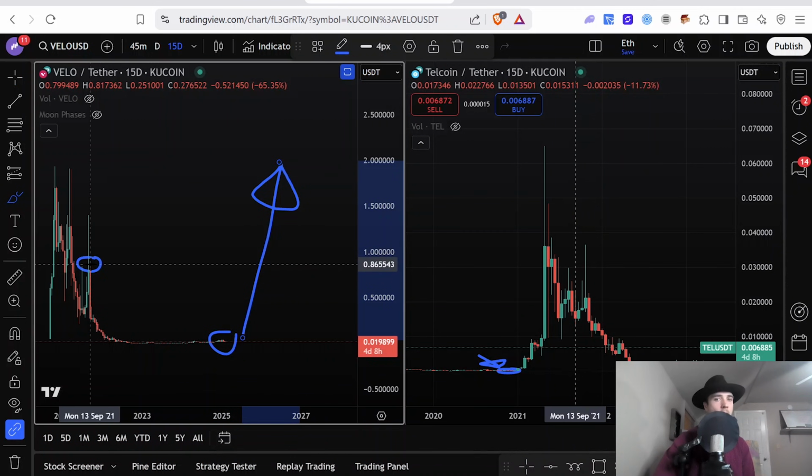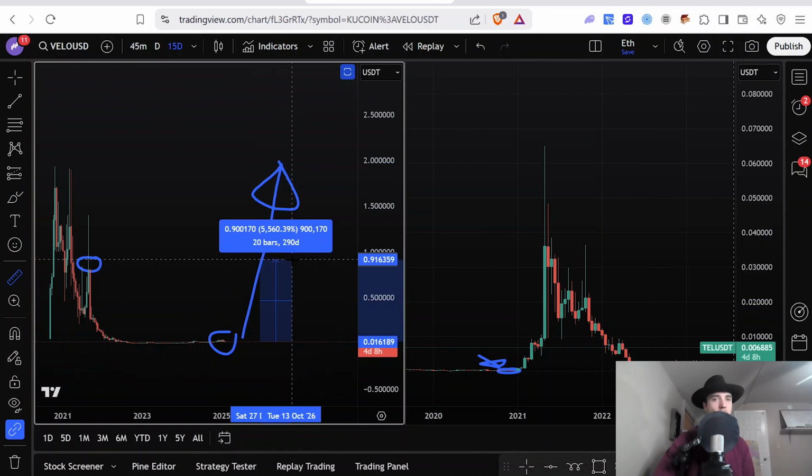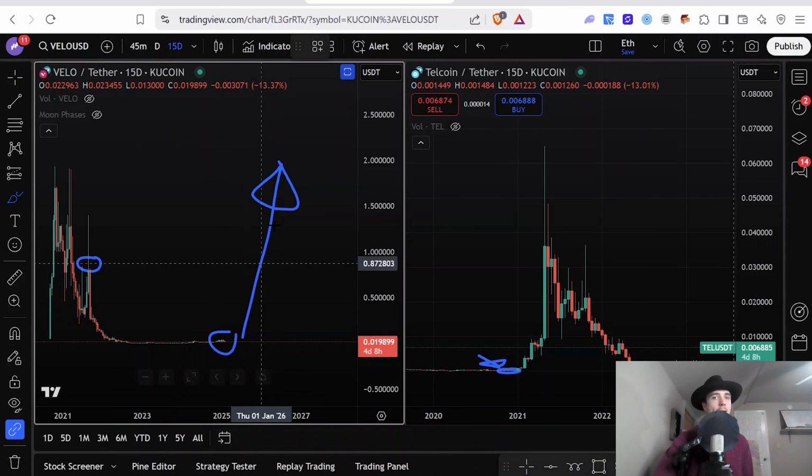Even if it only hits $1. $1 is like 50 times from current price. Yeah, 55x, or actually 6,000%, so 60 times from current price. So even if it only hits $1, you guys are going to get rich, but if people get excited, this thing could go really high. It won't stay up there because it will be irrational and overvalued.